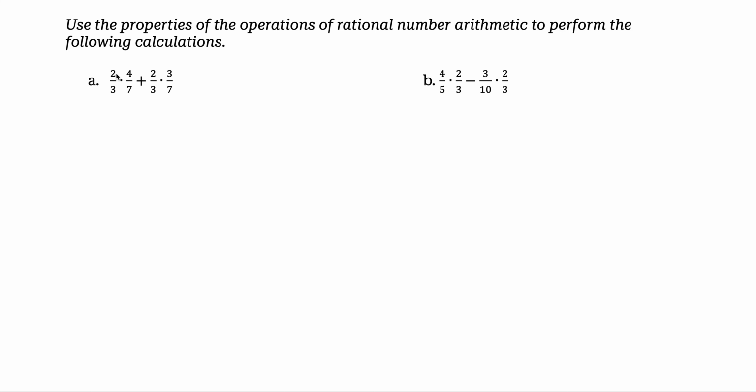So if I multiply 2/3 times 4/7, that gives me 8/21. Plus 2/3 times 3/7, that's going to give me 6/21. 8/21 plus 6/21 gives me 14/21. And top and bottom can be divided by 7, which will leave me with 2/3. So that is one way that I can approach this problem.